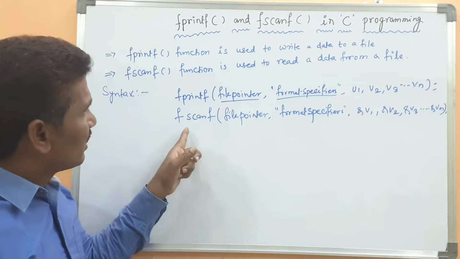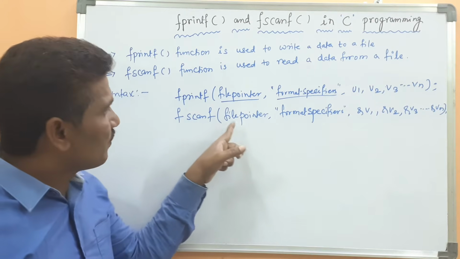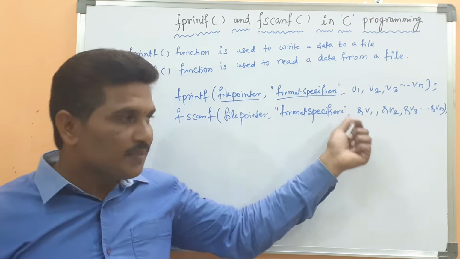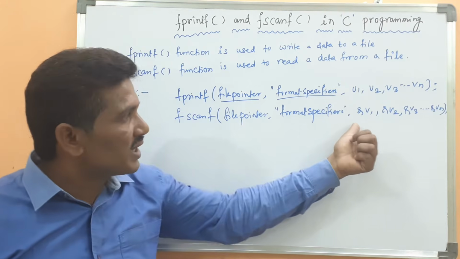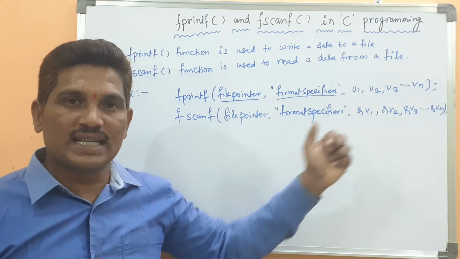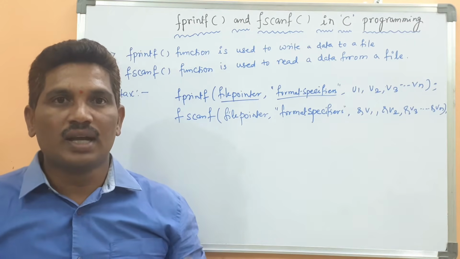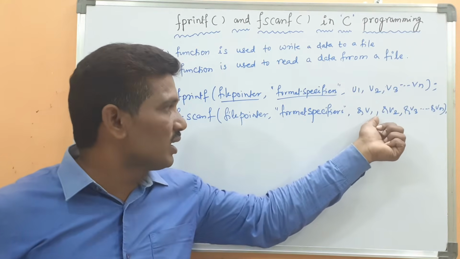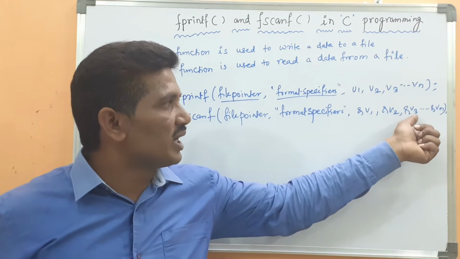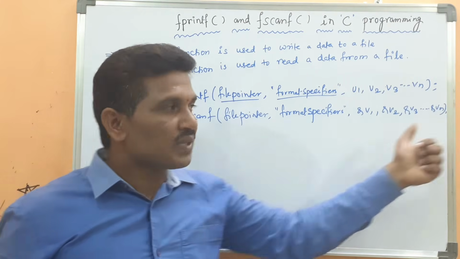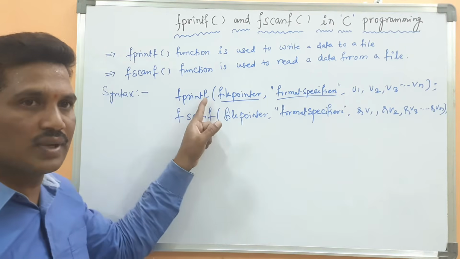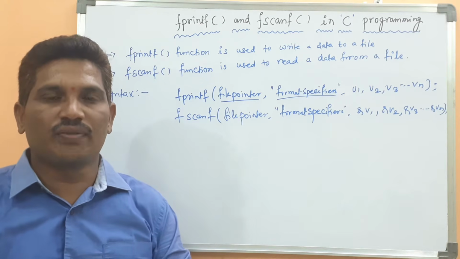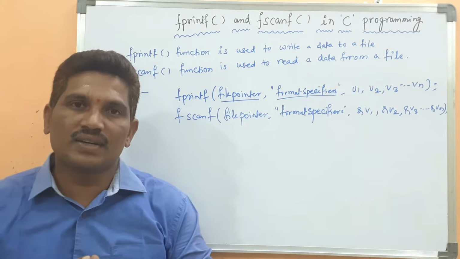Like that, what is the syntax for the fscanf function? The first argument is a file pointer. Then come the format specifiers. When you are reading data from your file, we use the address operator, because with scanf also, if you want to get data from the keyboard, you should use the address of a variable. Here also: address of variable 1, comma, address of variable 2, comma, address of variable 3, up to address of variable n. This is the syntax for the fprintf and fscanf functions. The fprintf function is used for writing data into a file, and the fscanf function is used to read data from a file.